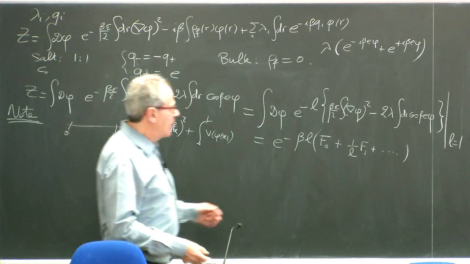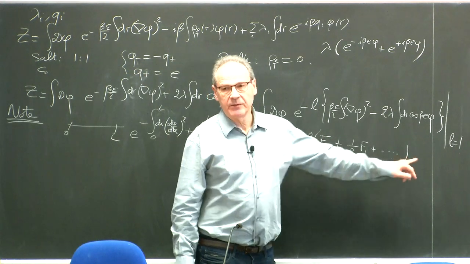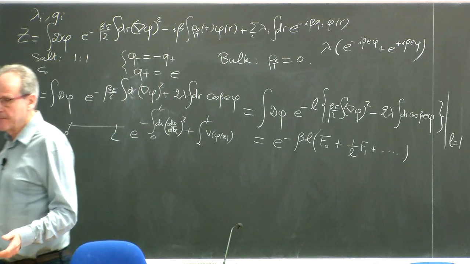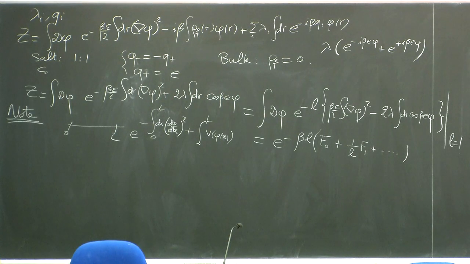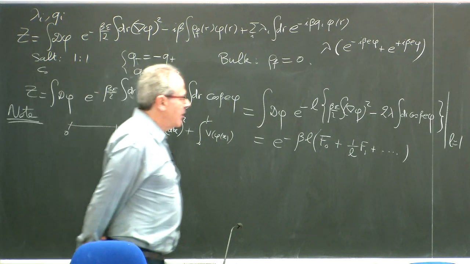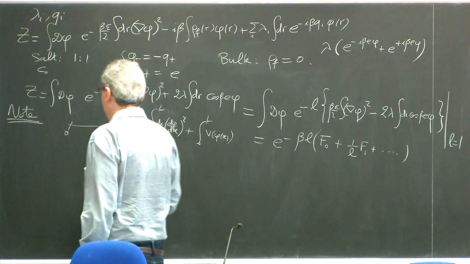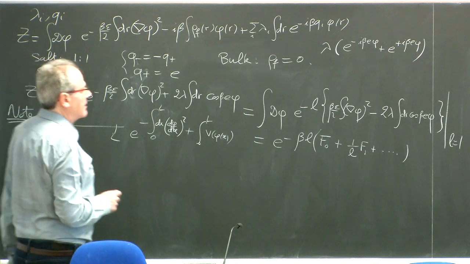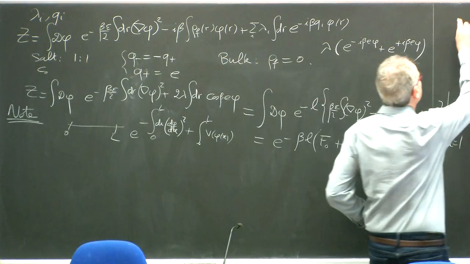And the systematic loop expansion will give you all the various terms of this expansion in powers of 1 over L. So the way to do it, as we saw, is first you look for the saddle point.